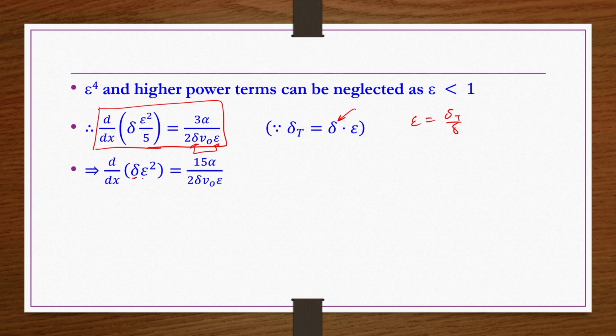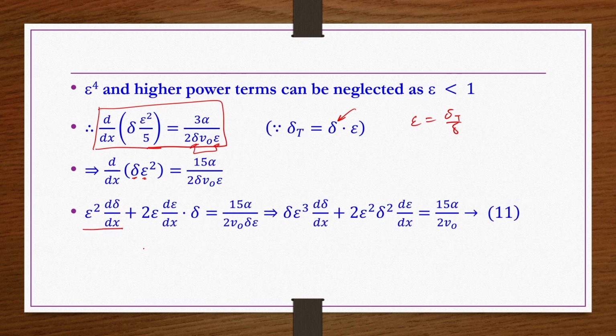Now, this delta and then epsilon, both of them are function of x. So, when you differentiate this one, you get epsilon square d delta by dx plus 2 epsilon d epsilon by dx multiplied by delta as it is equals to right hand side term as it is. Next what I am doing, the delta epsilon in the right hand side, that I am taking to the left hand side. So, that I have delta epsilon cube d delta by dx plus 2 epsilon square delta square d epsilon by dx is equals to 15 alpha by 2 v naught. So, right hand side now is completely a constant. Okay.